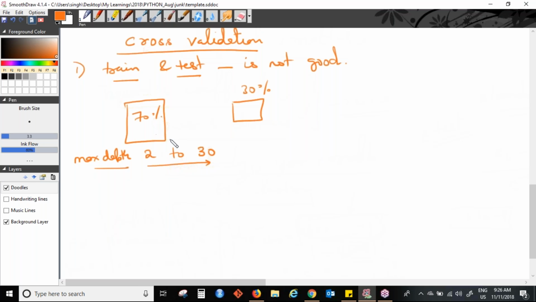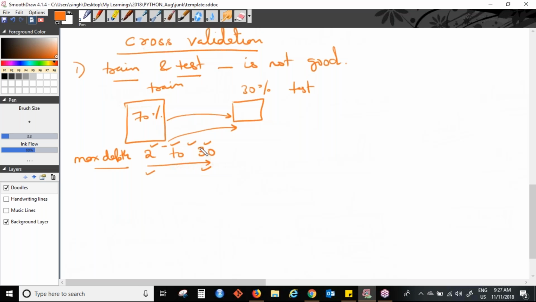Okay, I don't know which is the best value. So for which value of max depth is my test data accuracy the best? I don't know that. So how will I know that? I will use each of these values iteratively. First I will use 2 as the max depth, and then I will go to my test data and see how the performance is. Right, this is what I will do. Then I will take 3 as my max depth, go to the test data and see what the accuracy is for depth 3, and so on till 30.